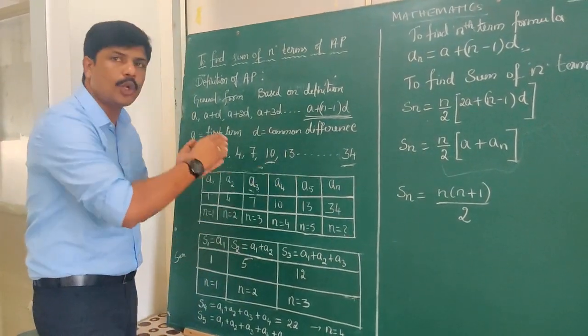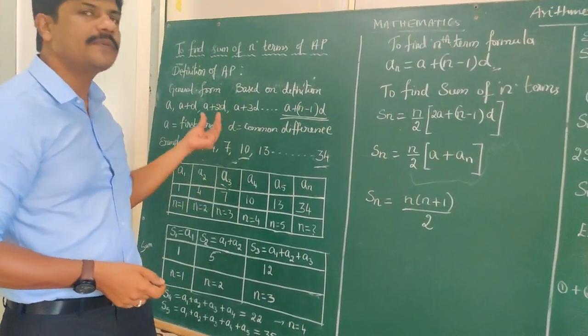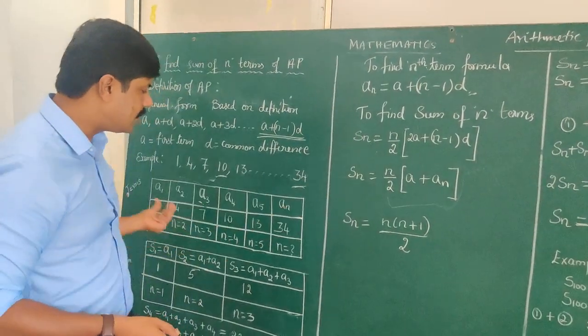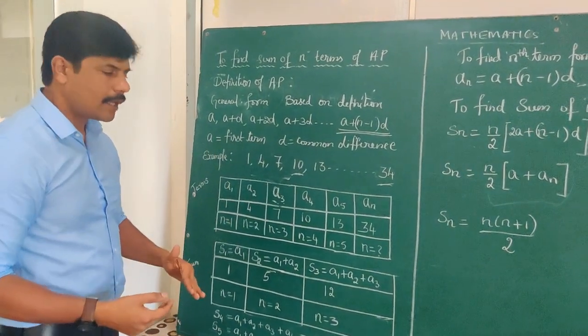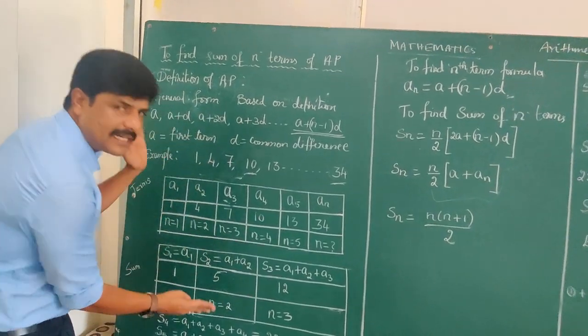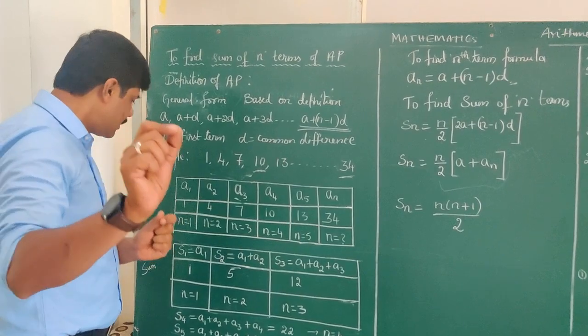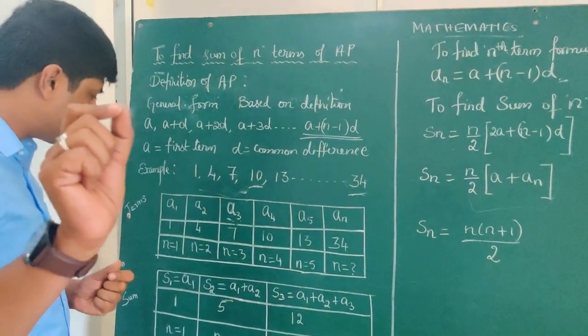So all these things you know already. Till now we have discussed only the term, which term is present in which place. All those things we have learned. Now to enter into the sum of n terms, you should know some differences, which I'll tell you. Just give more importance to that.